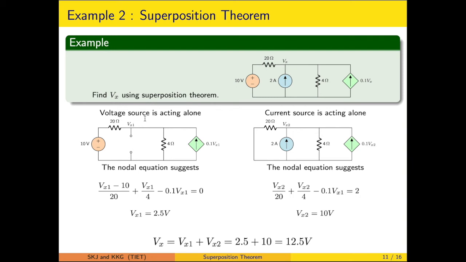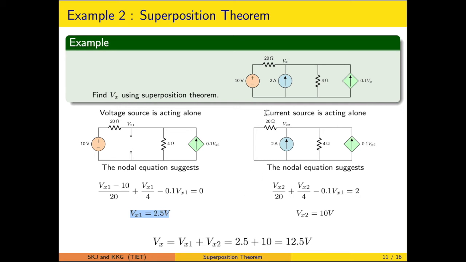So when the voltage source is acting alone, the current source is open circuited. The resulting equation is solved by the nodal method, and that is given the nomenclature Vx1. So the nodal equation is (Vx1 minus 10) upon 20 plus Vx1 upon 4 minus 0.1 into Vx1, because this particular current is injected into the node. That results in 0, and when we solve, this gives the value Vx1 equal to 2.5 volt.